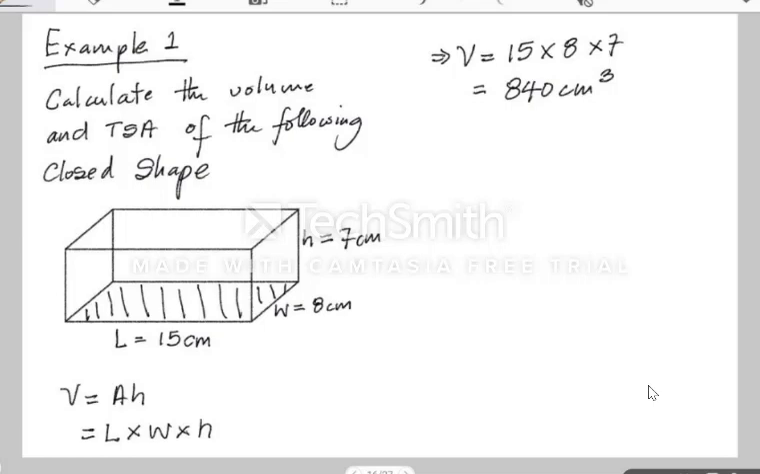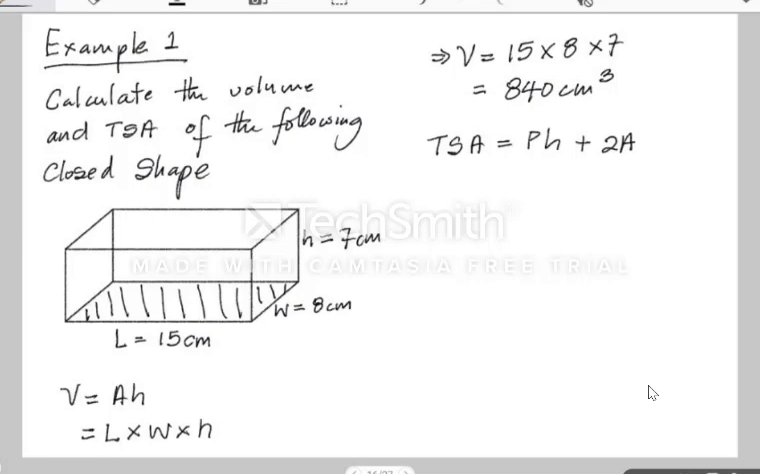Now let's talk about the total surface area, using a formula. So let's go for the formula. Total surface area is equal to PH plus 2A. What do they mean by total surface area? First of all, we're told that this is a closed solid. This is a closed cuboid, or the cuboid is a closed shape.